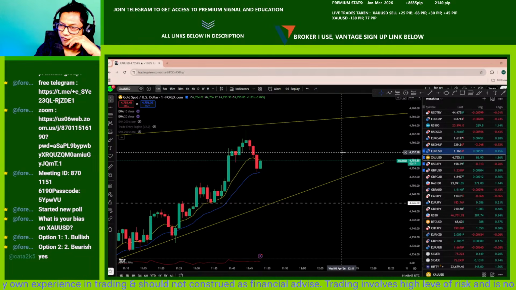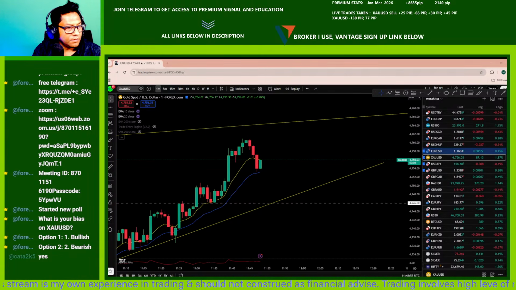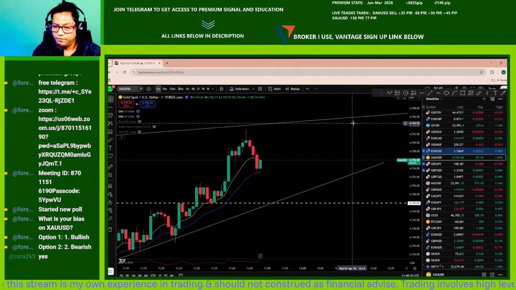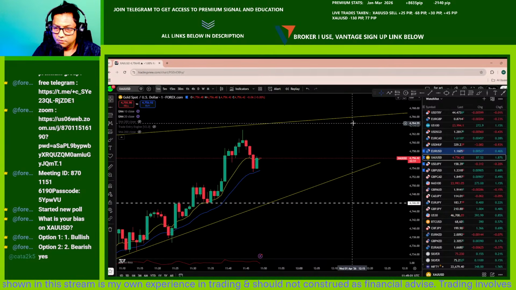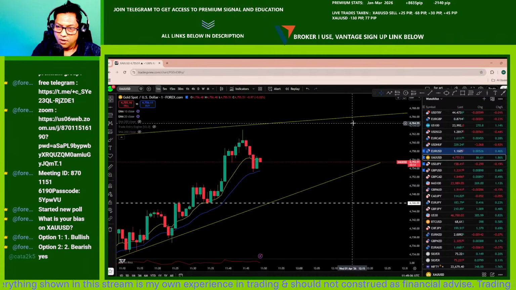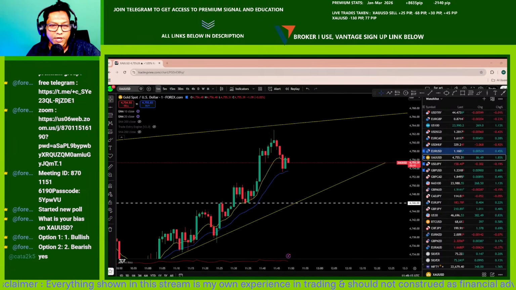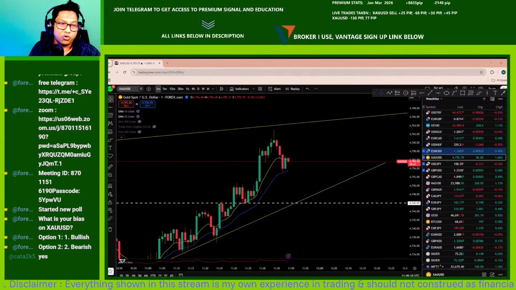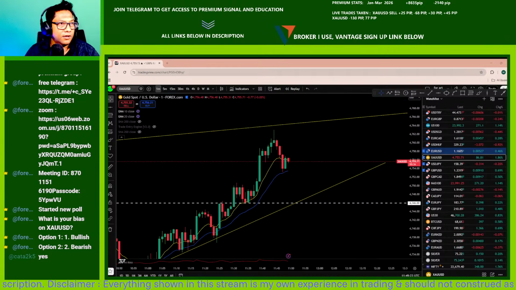The current level that I'm looking at is 4746 for any kind of entry. So we see that almost 81% is showing bullish. It's an uptrend, and that's very, very normal to look at that speed here.